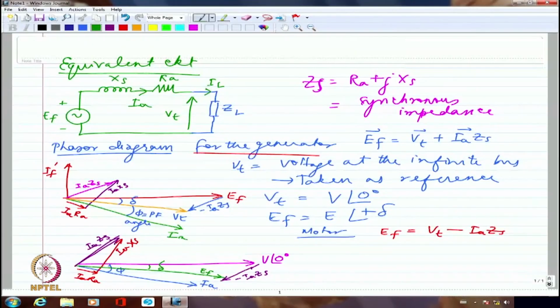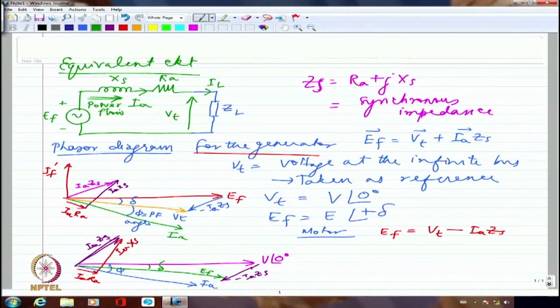So generator and motor have this distinctive feature. This will distinguish whether it is functioning as a motor or as a generator. So if I am going to have EF leading, I can say the power is flowing from EF towards this side. This is the direction of power flow.